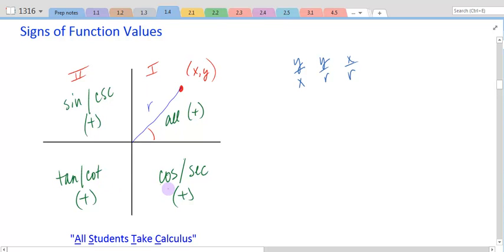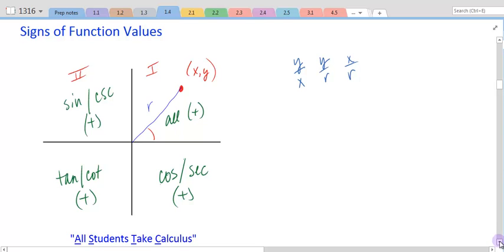To help you remember this diagram, or which trig functions are positive, there's a little mnemonic formula that says all students take calculus. As I rotate around the circle, the A comes from all, S comes from the sine in quadrant 2, the T comes from tangent in quadrant 3, C comes from cosine in quadrant 4. So all students take calculus.